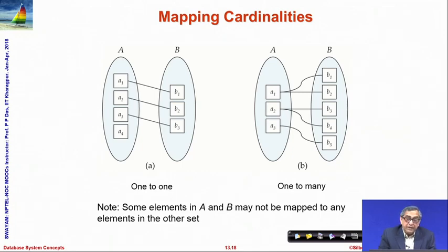Similarly, every entity in entity set B relates to exactly one entity in entity set A, or at most one entity in entity set A. If this holds, then we say this relationship is 1 to 1.